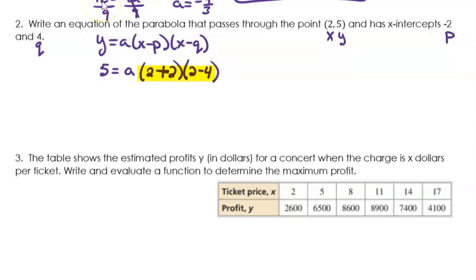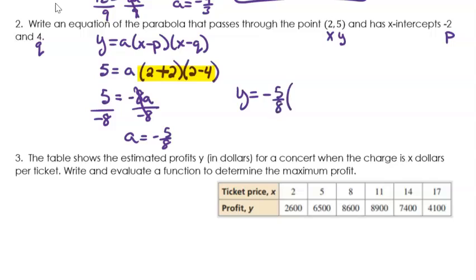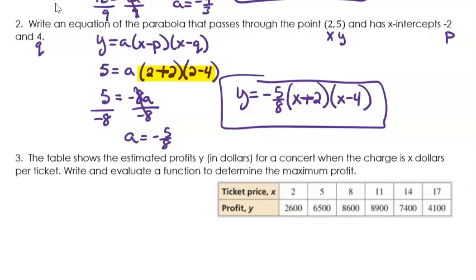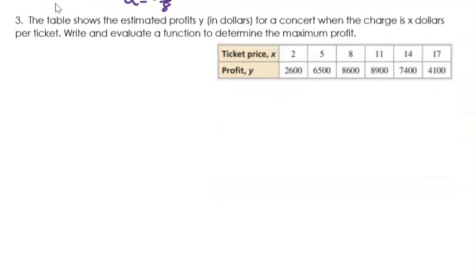I can do this in my calculator right here if need be. It's all multiplying. That's why it's okay to do all at once. And so I get -8a. Divide by -8. And so your a is -5/8. So your equation is -5/8 times x minus -2, but I'm going to write that plus, times x minus 4. And that's my equation.